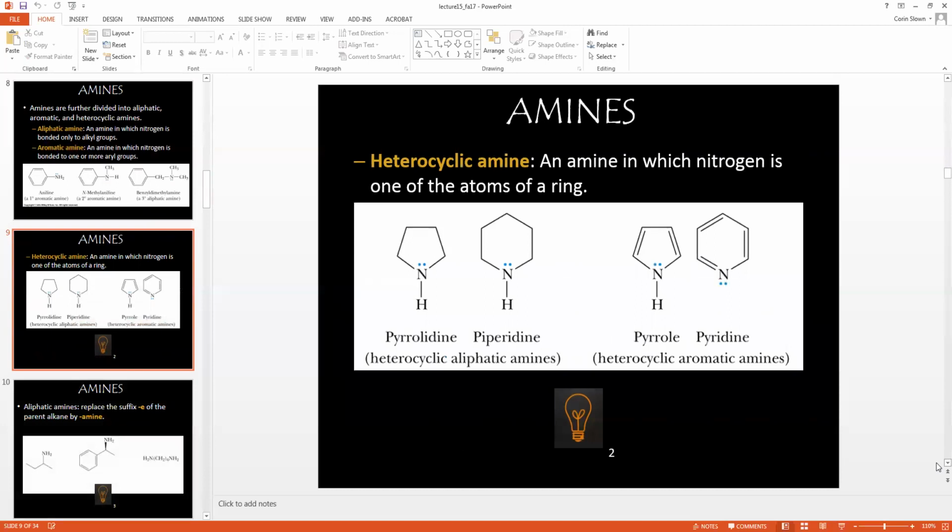And then if we look at our heterocyclic amines, these are amines in which the nitrogen is actually part of the ring itself. So it's one of the atoms in a ring. We have pyrrolidine, piperidine, pyrrole, and pyridine. So notice we have both heterocyclic aliphatic amines as well as heterocyclic aromatic amines.